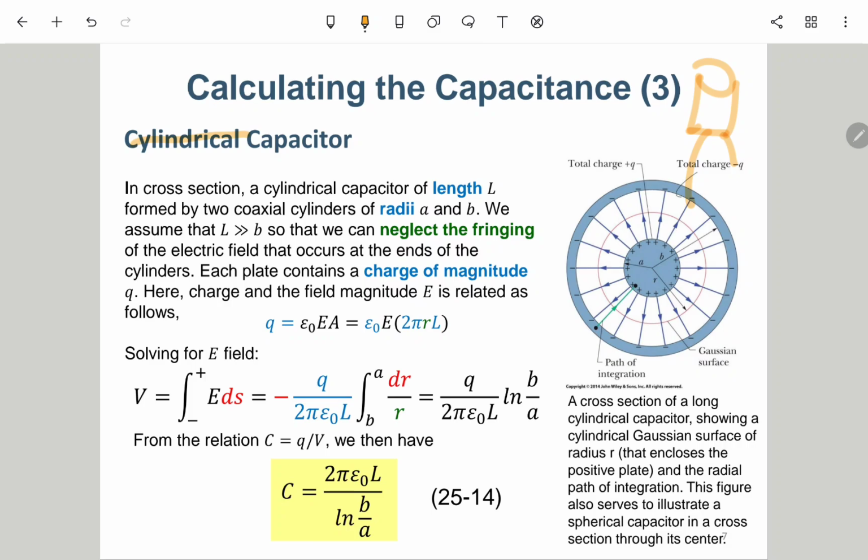Okay, so let's come back. We talk about the mathematics of this cylindrical capacitor. Here we only show the cross section. Actually, if I like to draw it in 3D, it would be something like this.